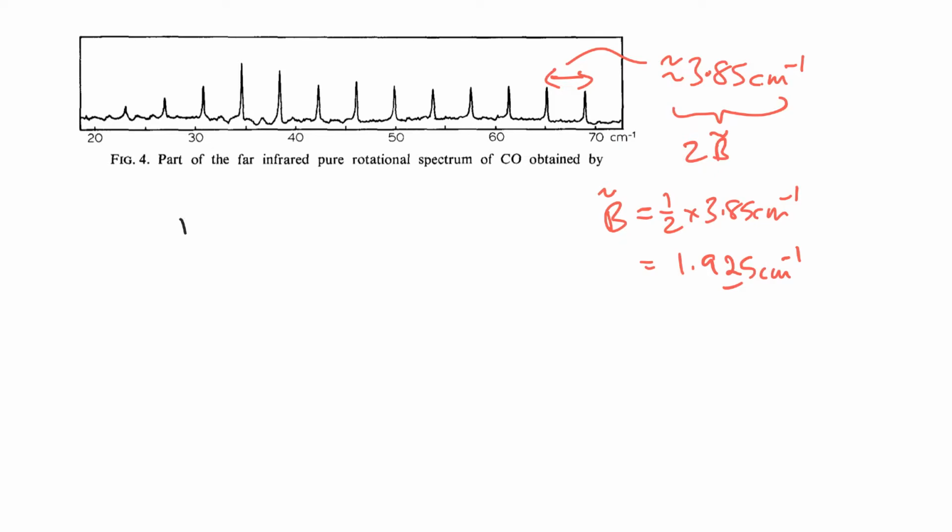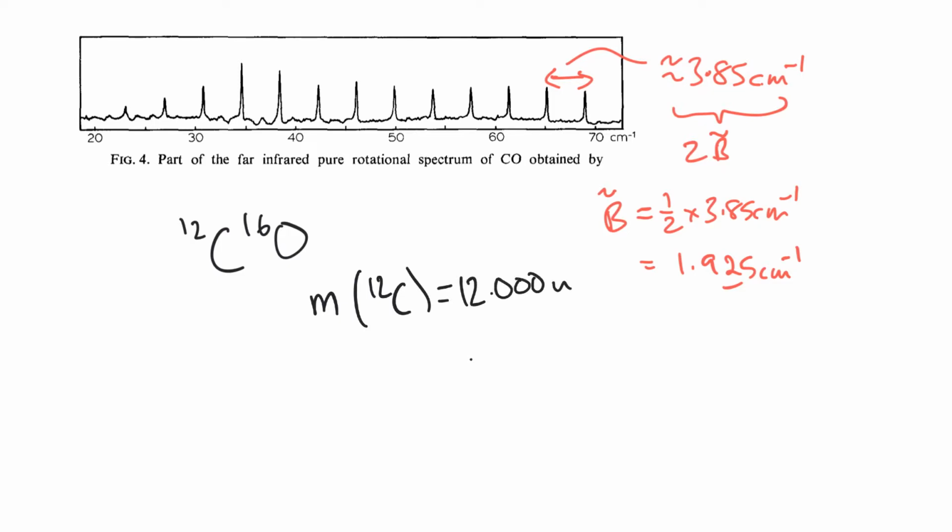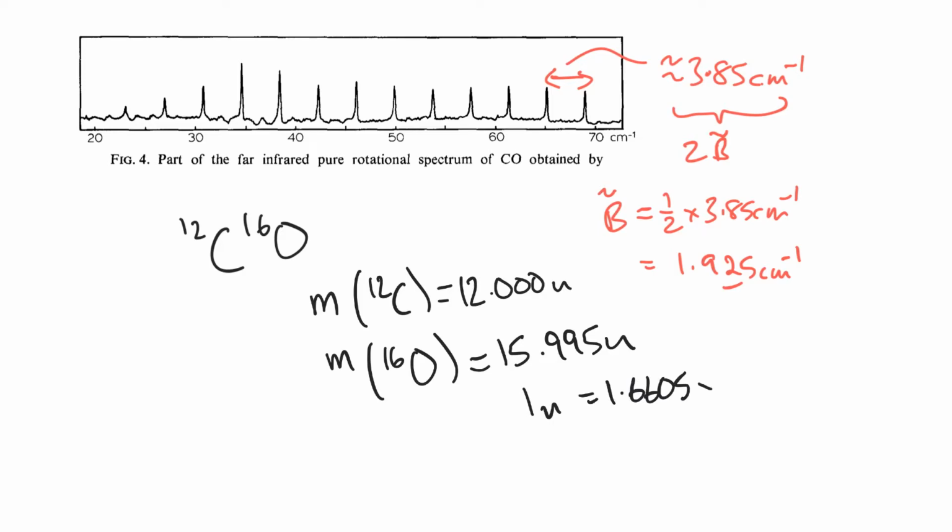And what can we do with this? Well, it turns out that this carbon monoxide is actually the isotopomer carbon-12, oxygen-16. And maybe we want to find the bond length of this molecule, so we can look up the masses of the two isotopes. Carbon-12 is exactly 12 atomic mass units, so that's how we used to base the atomic mass unit scale, on the mass of carbon-12. And the mass of oxygen-16 is very close to 16. It is 15.995 atomic mass units. And again, an atomic mass unit is 1.6605 times 10 to the minus 27 kilograms.